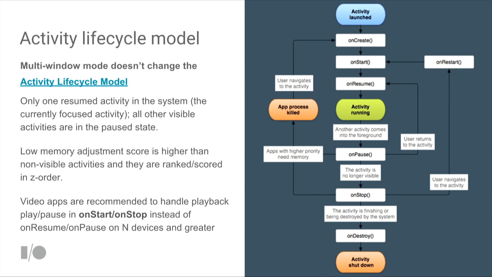Similarly for visible activities that are in the paused state, we rank them in order of their Z order, and give them an appropriate low memory score adjustment. So if the system is really running low on memory and it needs to kill visible activities, it's going to start from the one with the lower Z order first. However, when the system does that, we do preserve the current window on screen, so it's still visible to the user, and we apply a dim layer on top of it. Once the user interacts with the app again, we then bring it back to life.